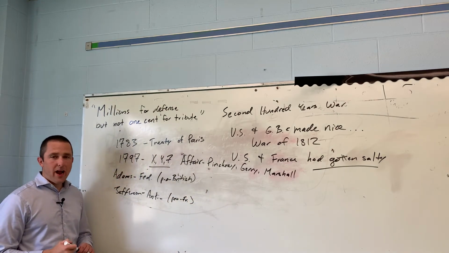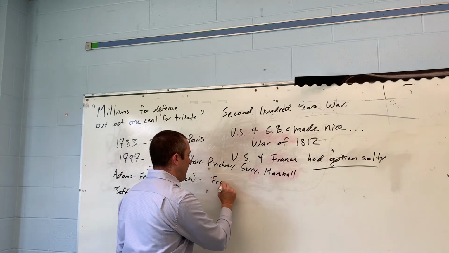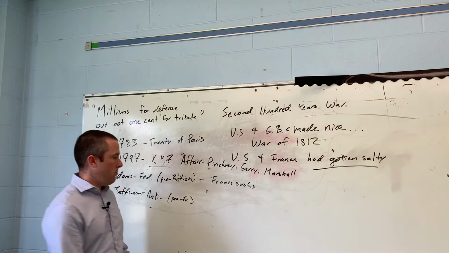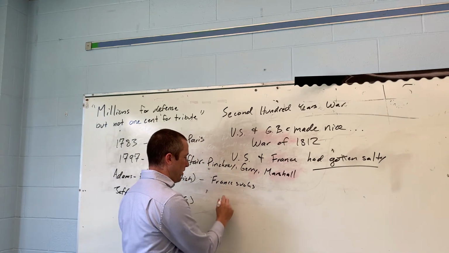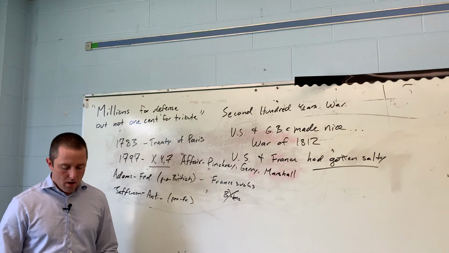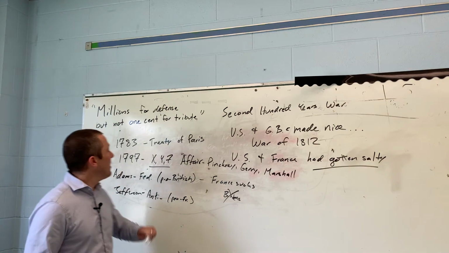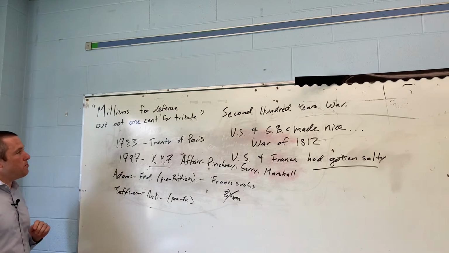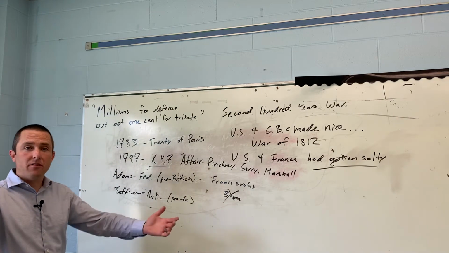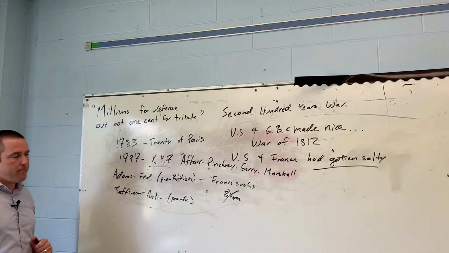Cool. So then Adams puts out to the American people, hey, France sucks. We don't like them. They're bribing us. We don't do bribes. And people rally around this. And that's where this phrase comes from, millions for defense. We taxpayers will provide millions of dollars for defense, but not 1 cent for tribute.